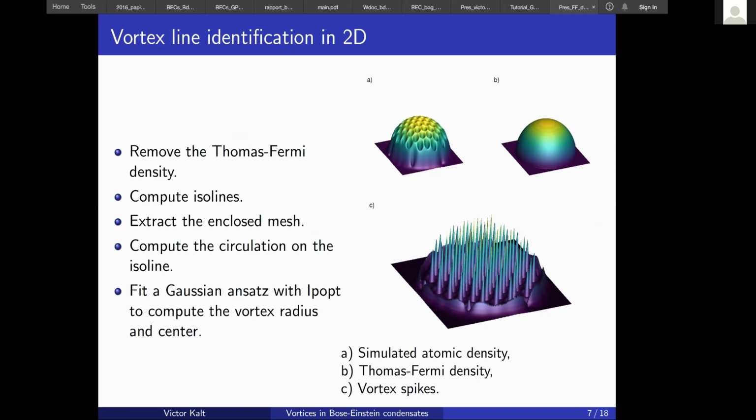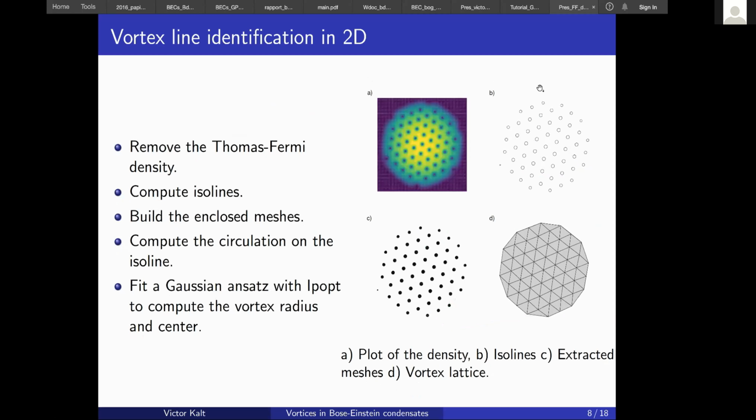Now, to isolate the vortices, we need to compute isolines, which is done using the isoline function of FreeFEM, and we get what is presented here in figure C. So we have isolines that correspond to the density minimums. Once we have the isolines, we can build a mesh inside the isoline and verify the second property of the vortices, that is the circulation of velocity. So we compute the circulation of the velocity on the isoline, and if we find plus or minus 2 pi, then we have identified a vortex.